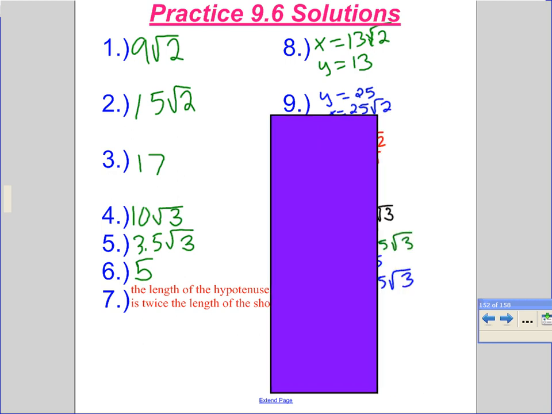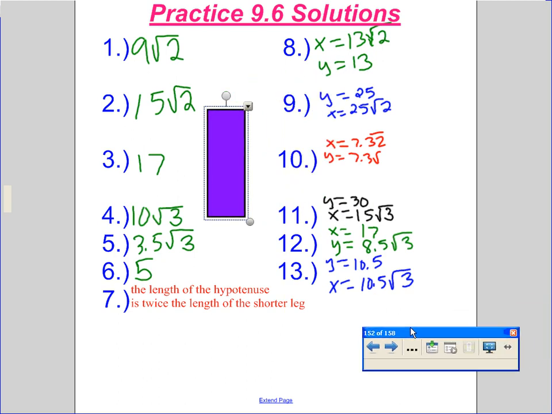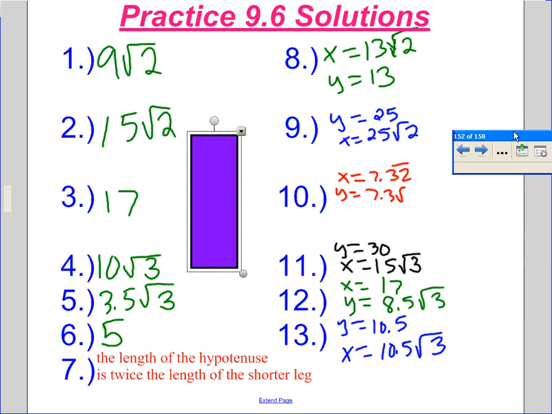Good job. 7.3 square root of 2 and 7.3. Let me move this. Okay, number 11, y equals 30 and x equals 15 square root of 3. Number 12, x equals 17 and y equals 8.5 square root of 3. And then 13, y equals 10.5 and x equals 10.5 square root of 3. So you had to have both because it said find both missing sides.